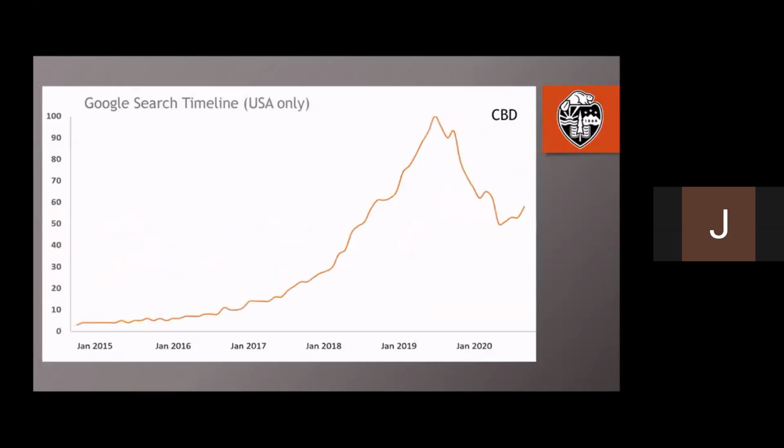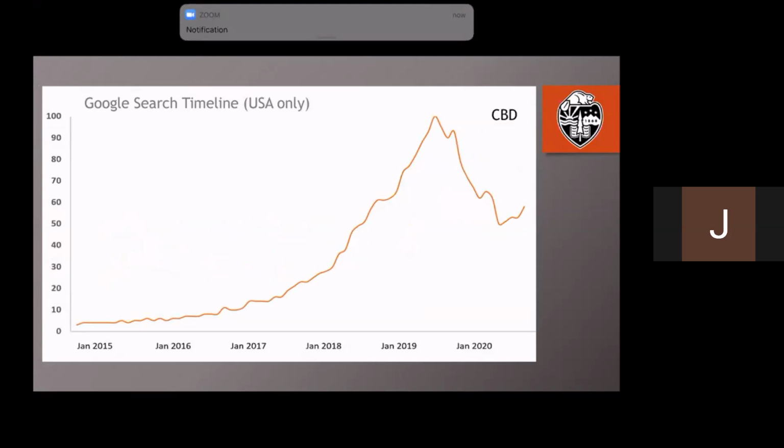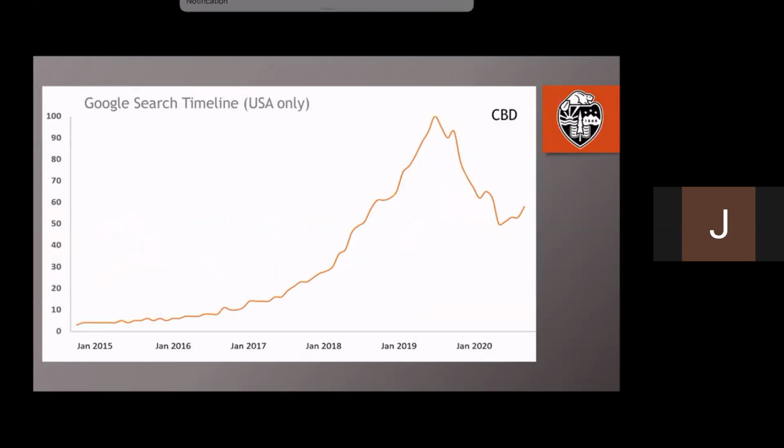Now we can compare this to just search on CBD, and so that's the post-extraction of the floral essential oil hemp. And we can see that that reached a peak last season and trailed off significantly, and looks like it's coming back up during this season.